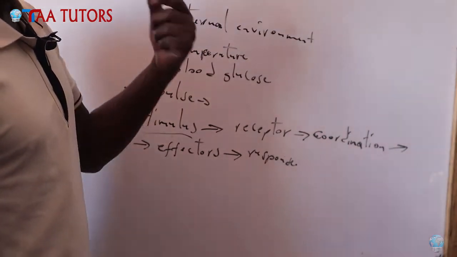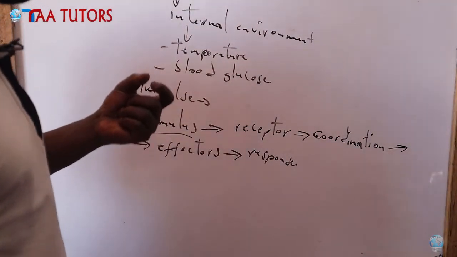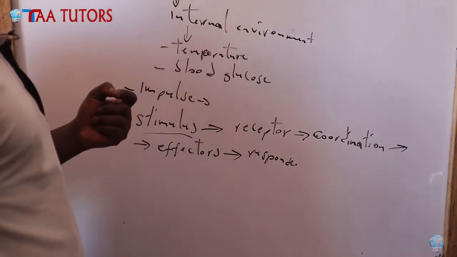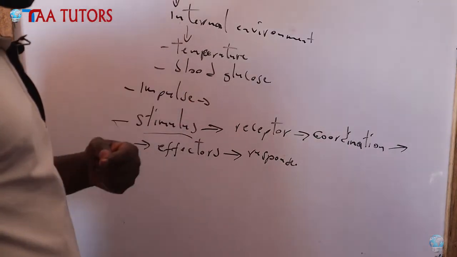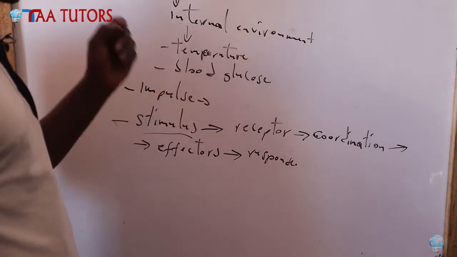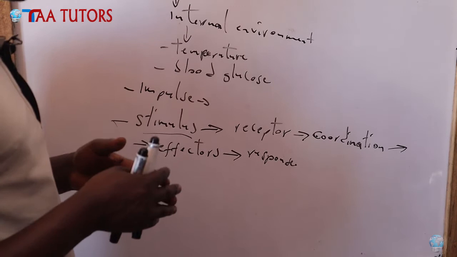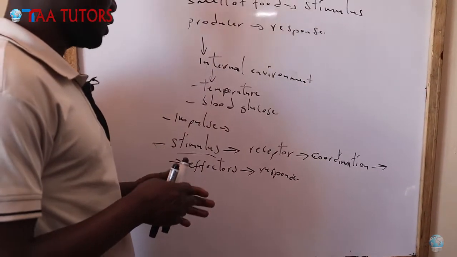And then from there, this particular information will be taken to, like in this case, the response that I need to come in, what I should do is to move. So the motion here is created by the action of the muscles. So muscles here become the effectors.